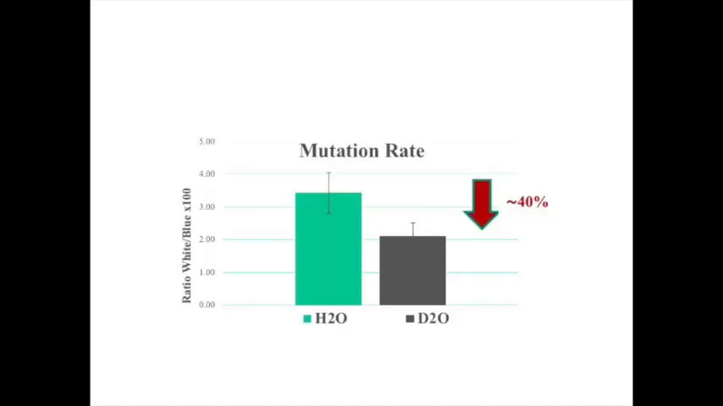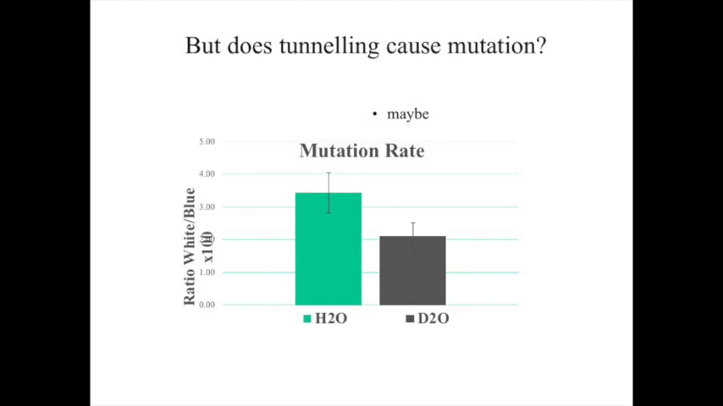And we got a similar depression of around 40%. So it's consistent with tunneling, but it still doesn't really prove tunneling. We have to do a lot more, but it's interesting. So does tunneling cause mutation? Maybe. So that's it for my review of quantum biology.